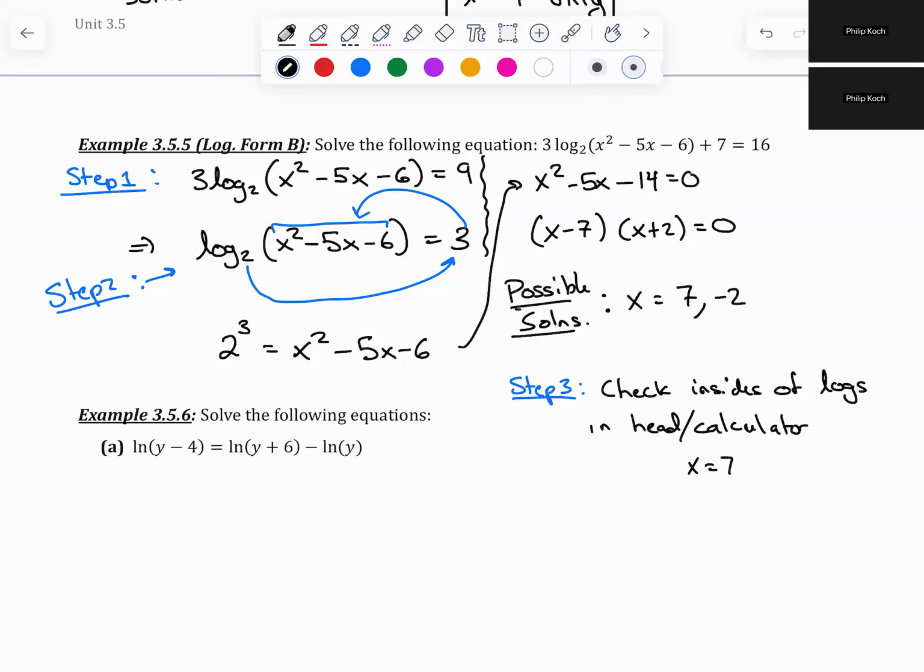And x equals 7 works out. X equals negative 2 works out. So this is actually the answer.